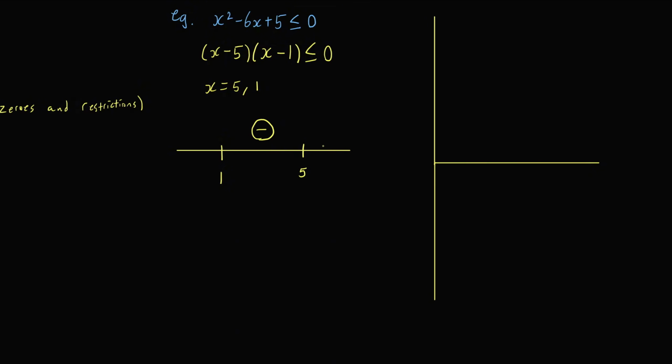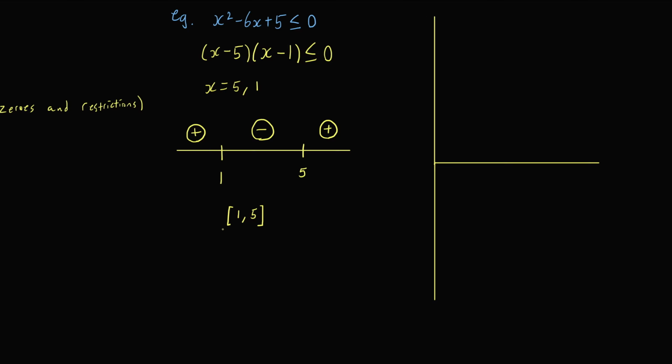That's true. Let's put a number that's bigger than 5. That will be positive, so that's not. So let's label that as positive. And then same for the other one, it's positive. Then the only interval where this function produces a negative number is between 1 and 5. Therefore, the answer is [1, 5].